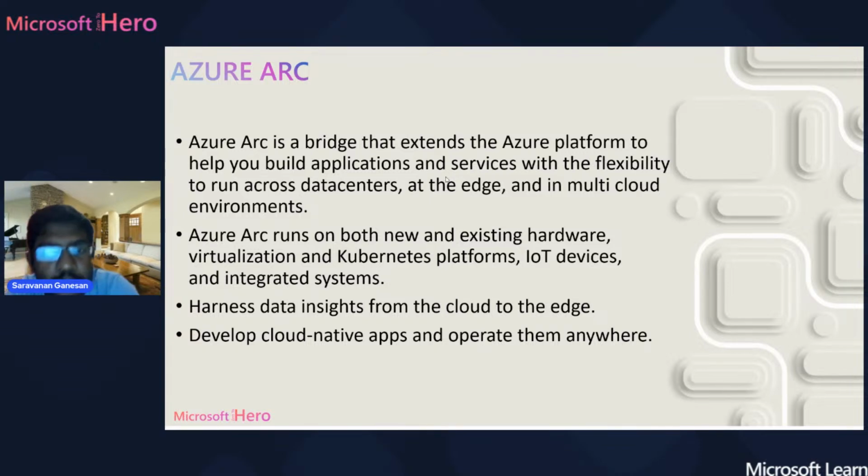Harnessing data insights from the cloud to the edge means it's a two-way communication. Every time we needed to send the data from the edge to the cloud, but here things are different. We have a lot of things here, data to Azure Arc. It also becomes easy for you to develop cloud native apps and operate them from anywhere if you use Azure Arc.